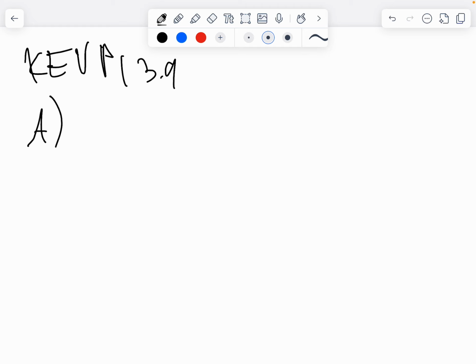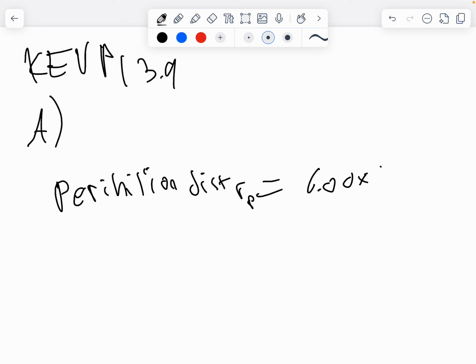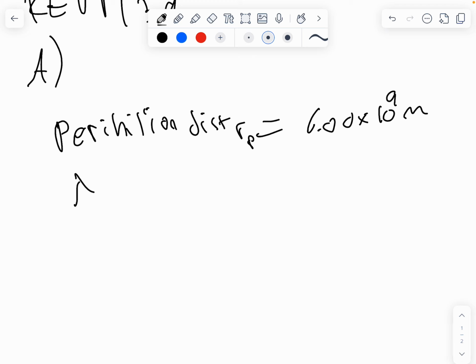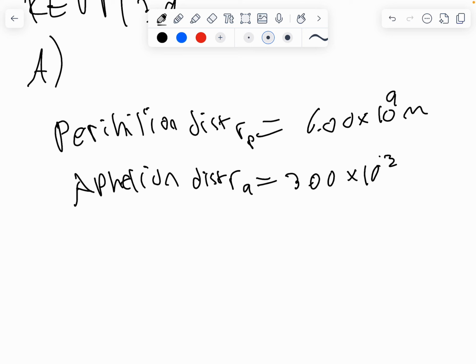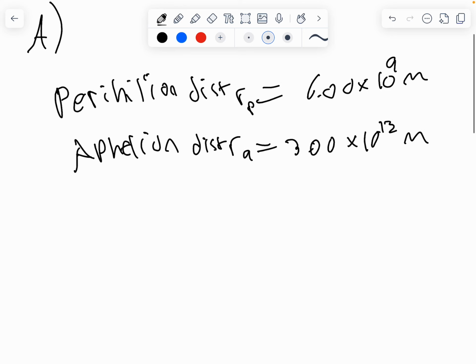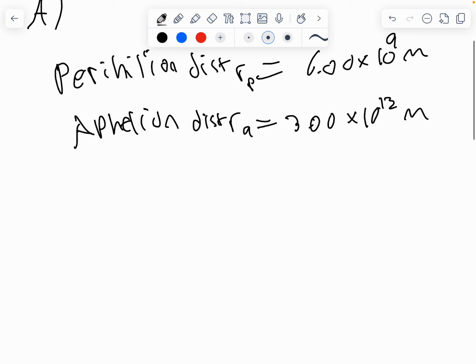Okay, we were given the perihelion distance, which would be labeled as RP, and that would be 6.00 times 10 to the ninth power meters. And we're also given the aphelion, which I'm going to label as RA. So simply, the semi-major axis is just the average of both of these.